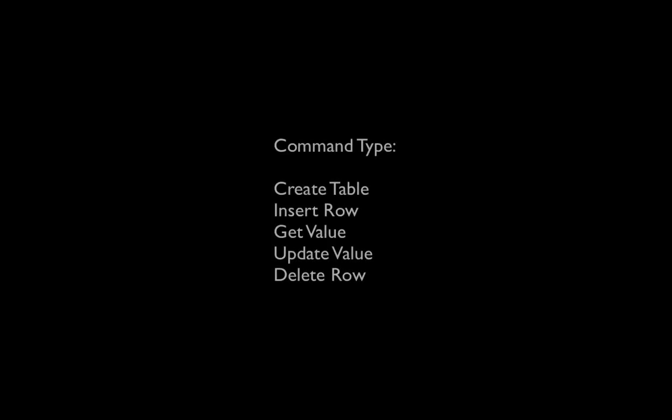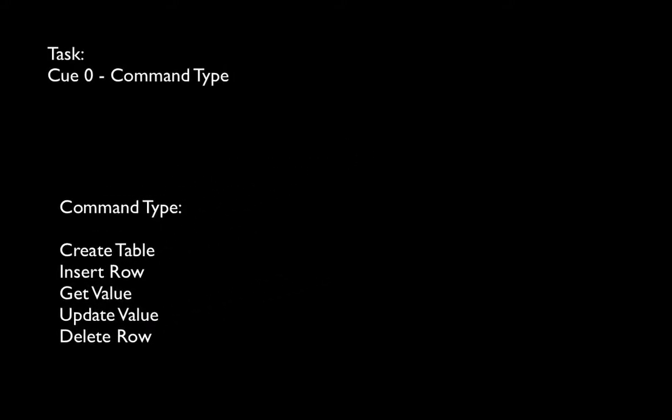You start with a command type. These commands are create table, insert row, get value, update value, and delete row. This should be the first queue that you specify in a command object. It tells the MxM the foundation information of what you're about to do.